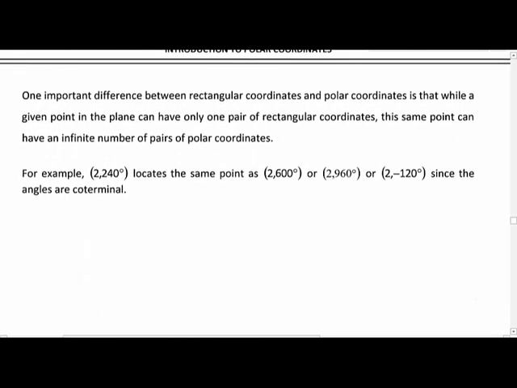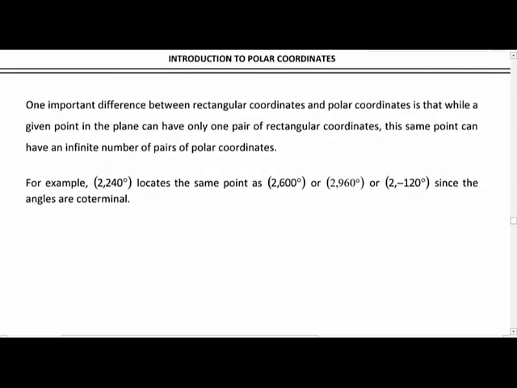One important difference between rectangular coordinates and polar coordinates is that while a given point in the plane can only have one pair of rectangular coordinates, this same point can have an infinite number of pairs of polar coordinates. And that's because of coterminal angles, because we could just go round and round and round forever with coterminal angles. So for example, 240 degrees locates the same point as 600 degrees, or 960 degrees, or negative 120 degrees.